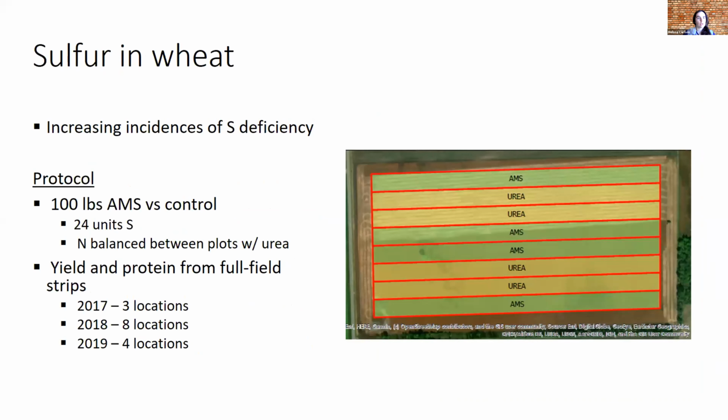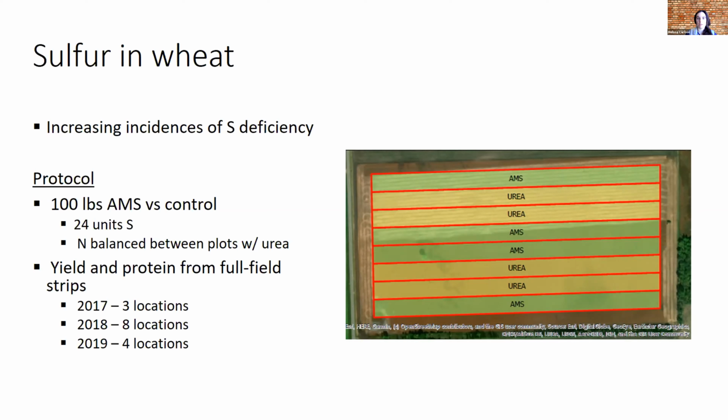And so a quick review of the sulfur project. Obviously the recording had a little bit longer, more in-depth presentation on these, but we looked at sulfur in wheat. The objective behind this was that there's been increasing incidences of sulfur deficiency in northwestern Minnesota and North Dakota, more so in corn, and then also some in wheat.